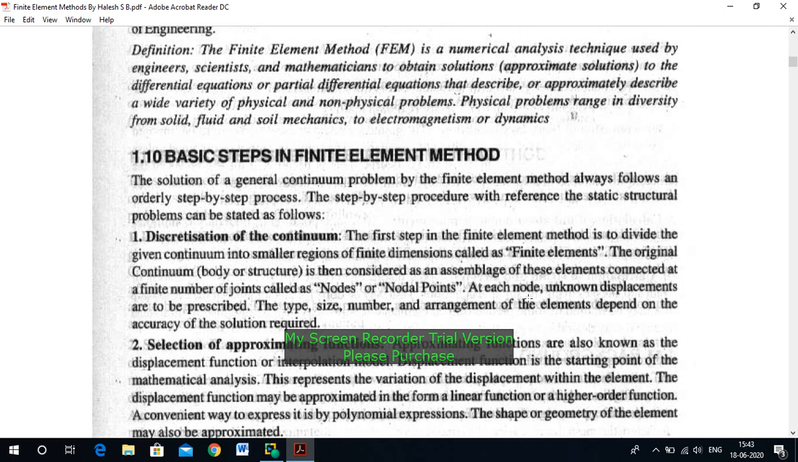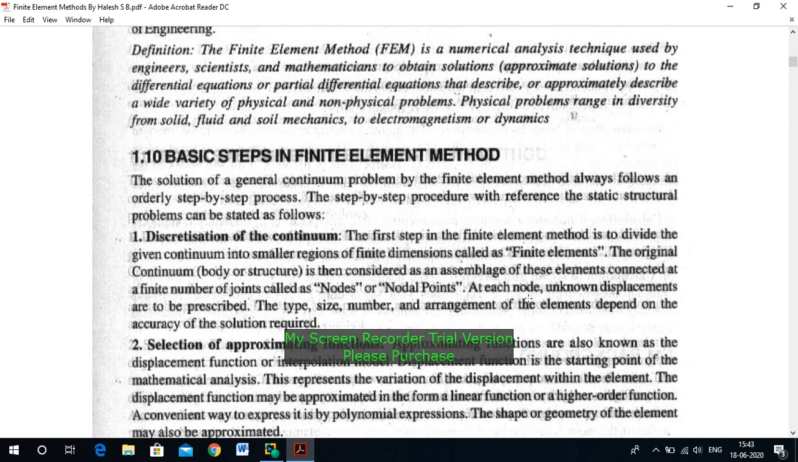In this video, I will explain the first module of the finite element method, that is Introduction to Finite Element Method. The finite element method is a numerical analysis technique. Basically, it is a numerical analysis technique used by engineers, scientists and mathematicians to obtain solutions, either approximate or exact, to the differential equations or partial differential equations that describe or approximately describe a wide variety of physical and non-physical problems.